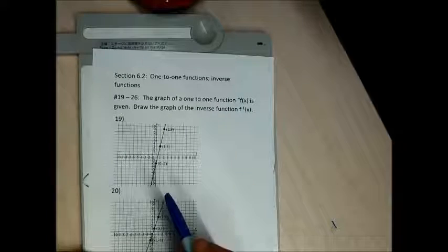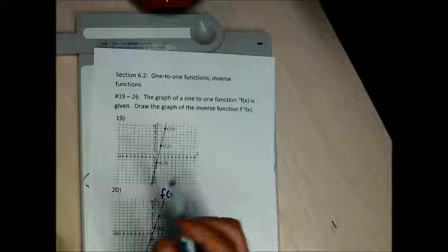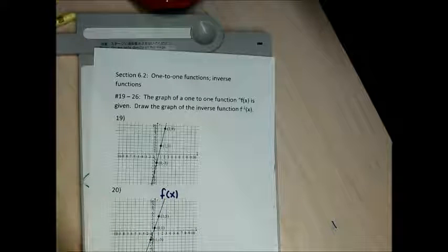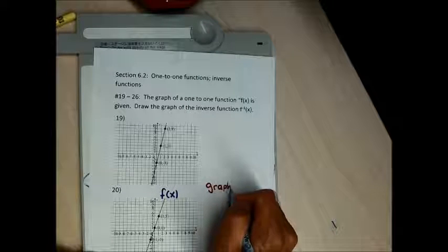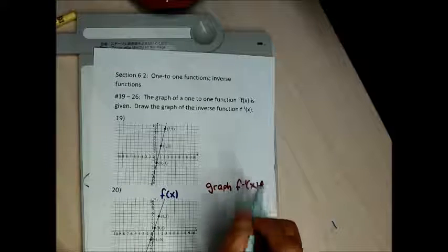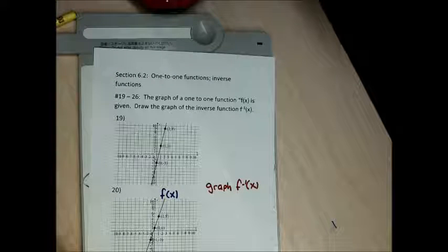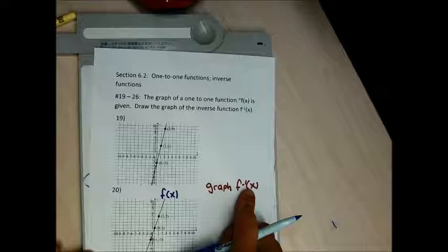So in problem 20, the graph of f of x is given, and I need to graph, I'll do it in red, for number 20, I need to sketch a graph of f inverse of x. Super easy to do because inverses of a graph have the exact same shape as the given graph. Because my graph in problem 20 is a line, when I graph f inverse, it also has to be a line.